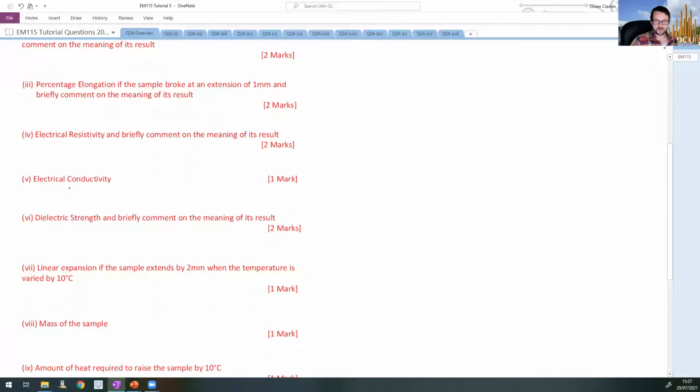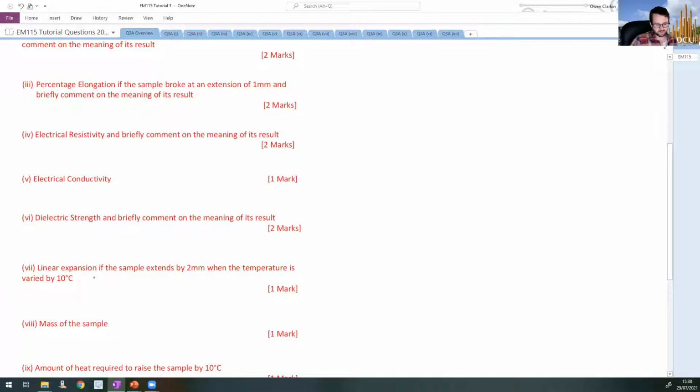We're asked for the electrical conductivity. We're asked for dielectric strength. Again, we're given the breakdown voltage, we're asked for the dielectric strength. And again, briefly comment on the meaning of the results. So when you're asked to briefly comment on the meaning of the results, really what we're looking for there is, is it a high value? Is it a low value? Is it indicative of a ceramic or a polymer, or that kind of response.